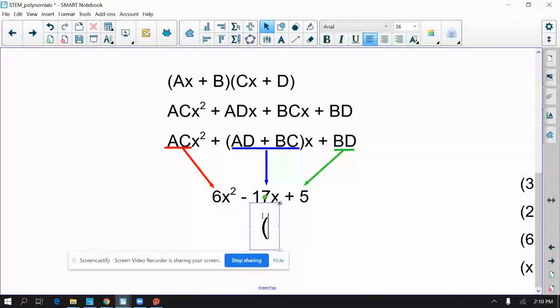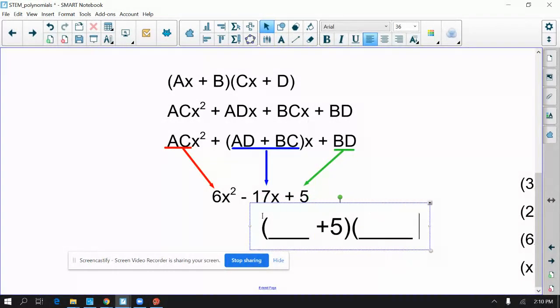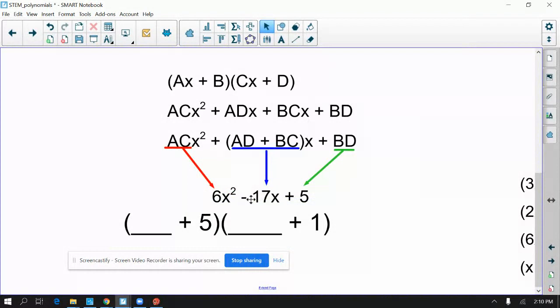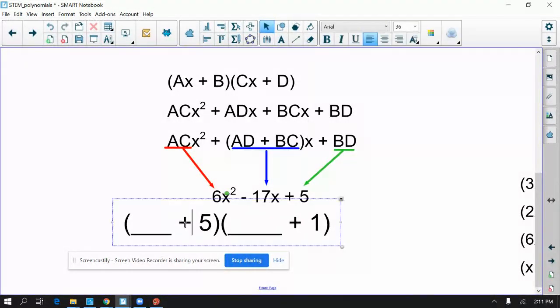So I'm not sure what the first part is going to be, but I know the second part is going to be 5 and 1, because 5 is prime. But I notice that there's this negative 17 here. So to get this negative, is there another way to multiply to positive 5 and to introduce negatives? And the answer is yes.